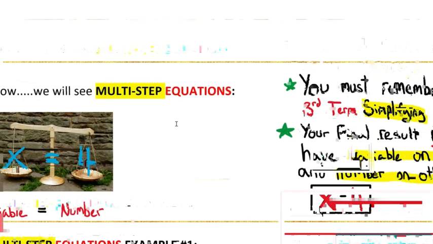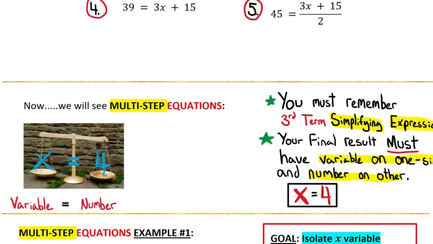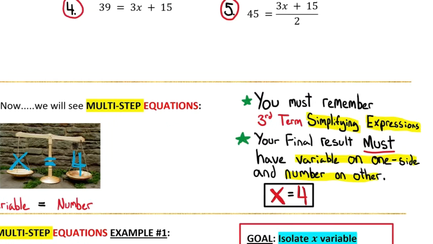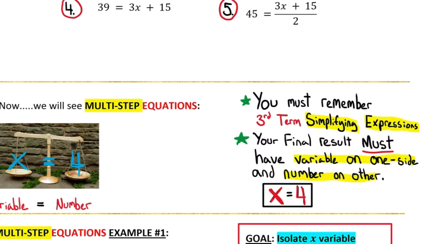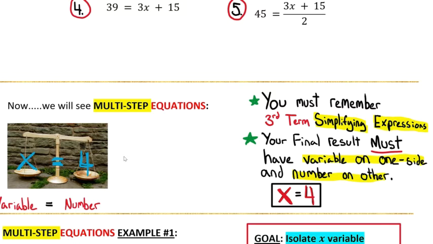Multi-step equations. So when we take a look at multi-step equations, we're doing the same thing that we were doing earlier. Balancing the scales. Isolating an x variable in order to find a solution. In order to do multi-step, you must remember the third term elements of distributing and combining expressions. Your final result must have a variable on one side, as you can see, x, and a number on another, as you can see, 4, to still balance the equation. So let's take a look at the steps that we have to follow.